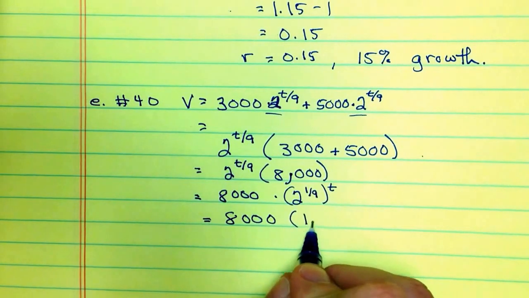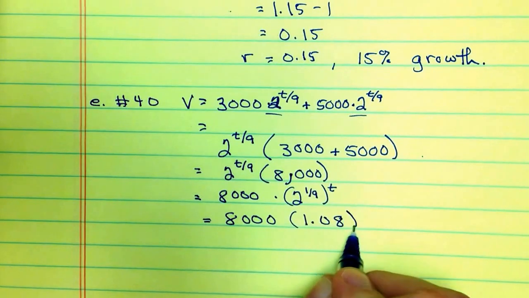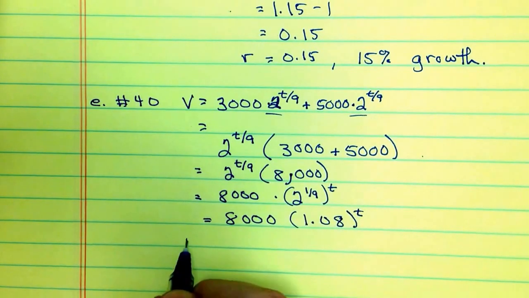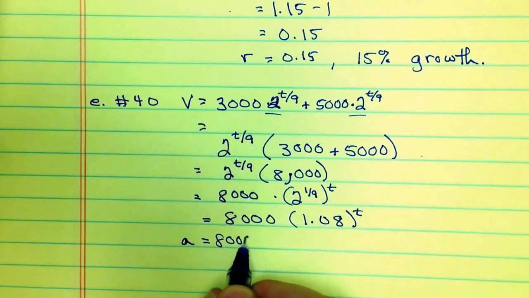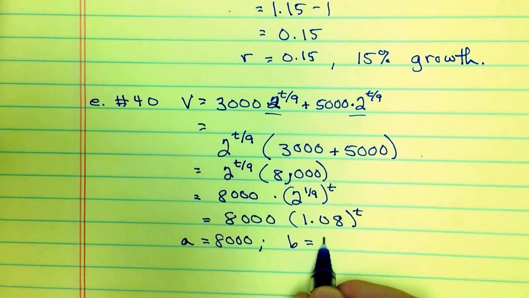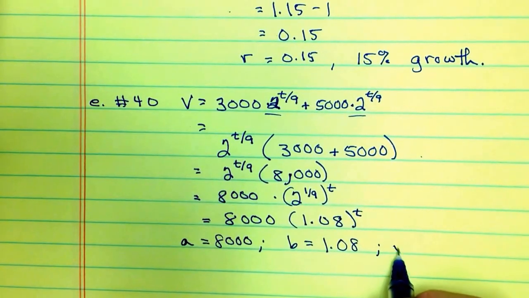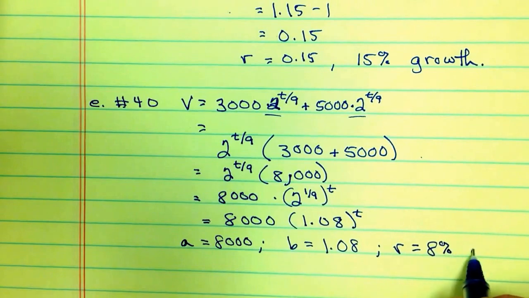is 1.08 to the t. So our A is 8,000. Our B value is 1.08. And R equals 8% growth.